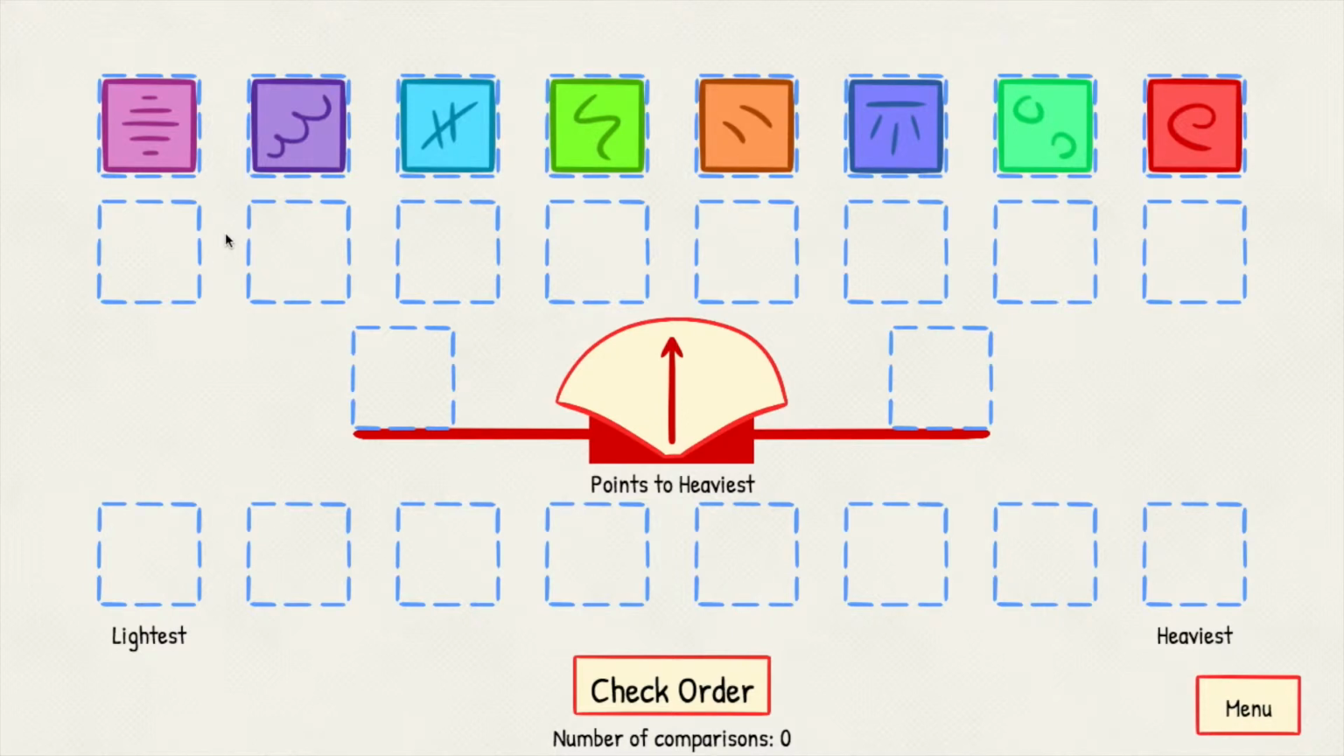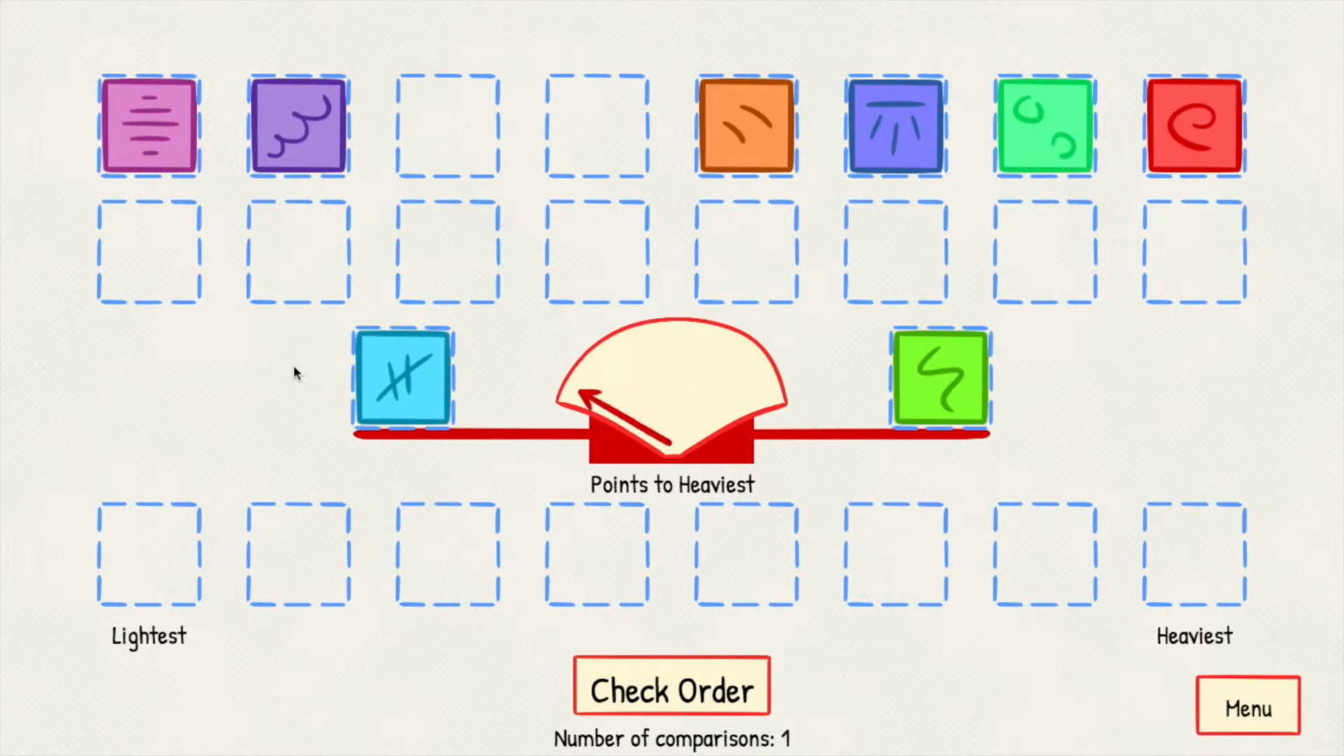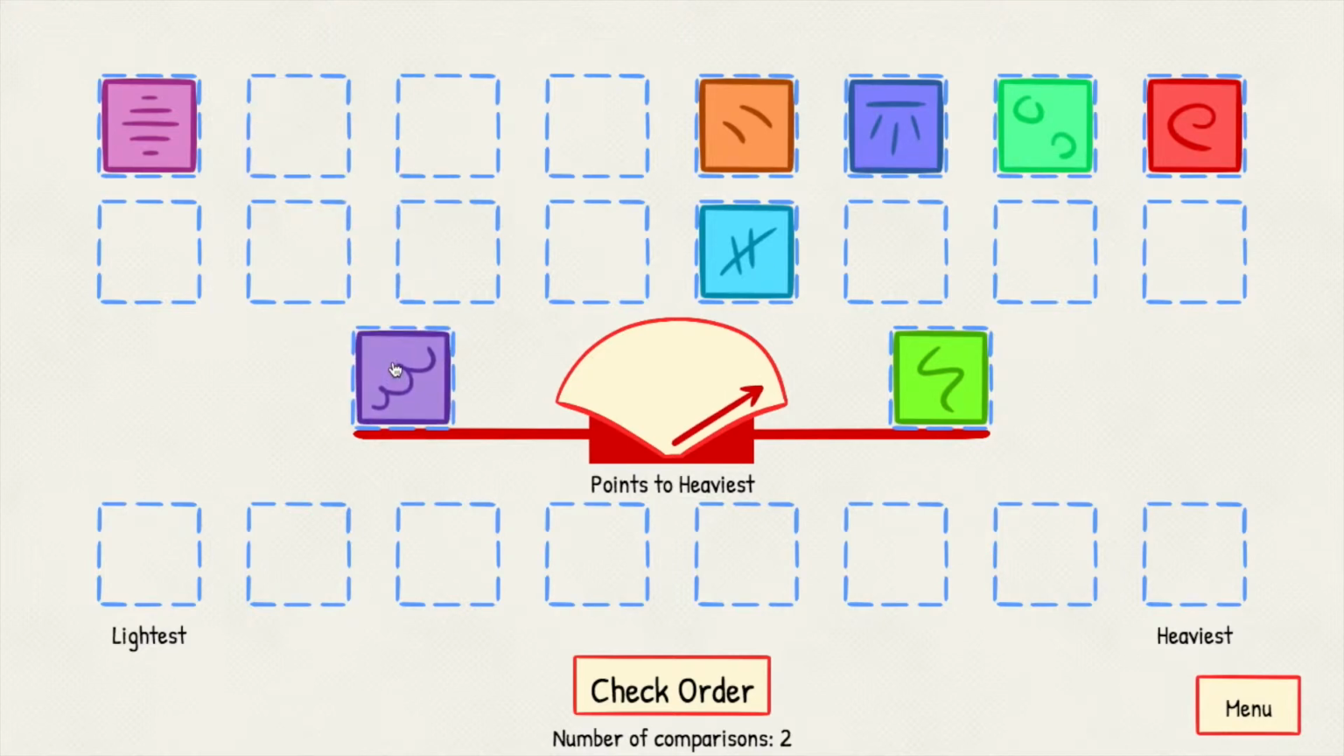Here we have a set of scales, and when you compare two items, the arrow will point to the heaviest. Here we know the green is lighter than the blue, so let's put the blue on the right of the green. Now we'll move on to the next item. This one is lighter than the green, so we'll put it on the other side. I've left a wee gap for where the green will go.